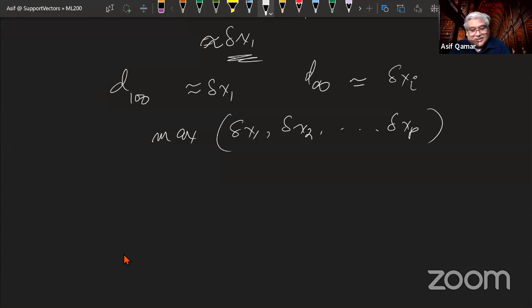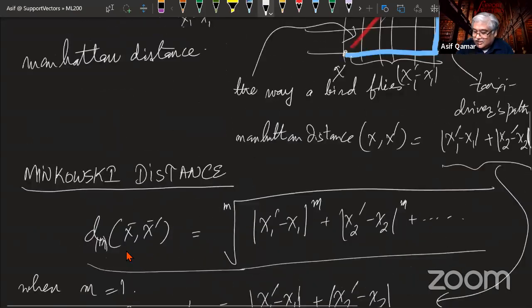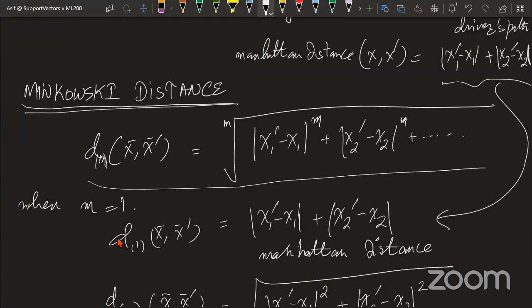Does this make sense, guys? The maximum distance along the axis. D infinity is just this. It picks up the max. So this is a very powerful concept, and the person to whom it is attributed is Minkowski. Minkowski, by the way, was very influential in creating the theory and a bit of the mathematics that would later go into the special theory of relativity.